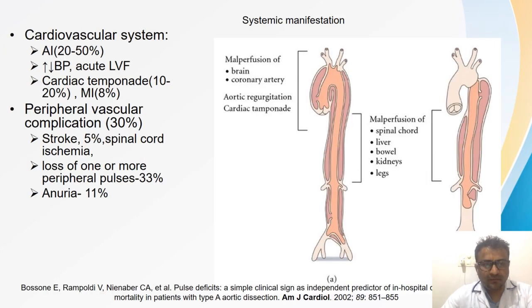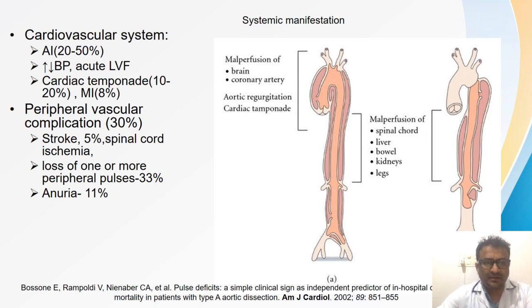Patient, apart from the pain, may have cardiovascular symptoms and peripheral vascular complications. The cardiovascular system includes aortic insufficiency because, as I said, the dilatation of the sinotubular junction leads to aortic insufficiency. Patient may have elevated blood pressure, or patient may also have hypertension.